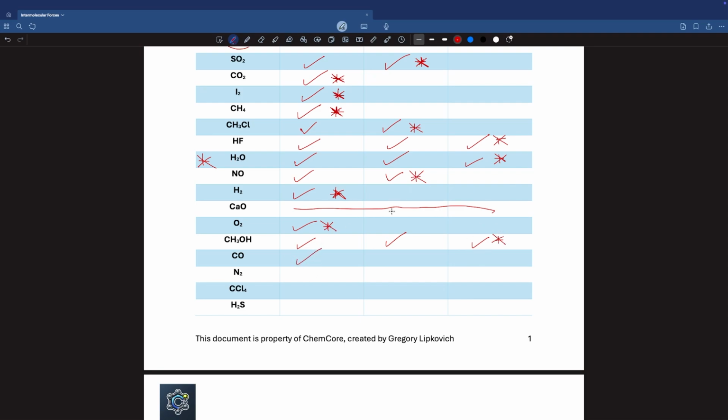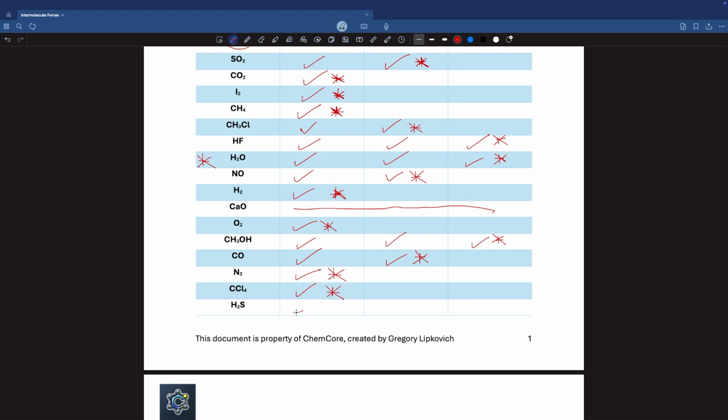Carbon monoxide, covalent molecule, definitely good for London dispersion. It is polar, so dipole-dipole is good, but no hydrogen, so dipole-dipole is our strongest force. N2, covalent molecule, nonpolar, so no dipole-dipole moment, and no hydrogens, so London dispersion is our strongest intermolecular force. CCl4, covalent molecule, but this is nonpolar, remember that. From the previous video, we discussed that. And no hydrogen, so dispersion forces is our strongest force.